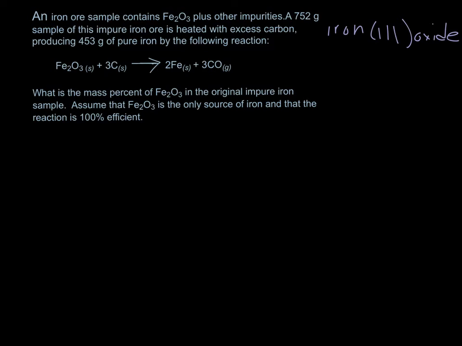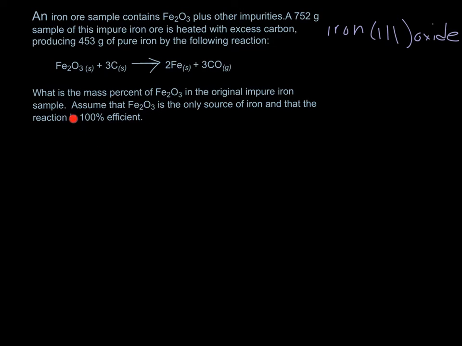So it's not only iron 3 oxide in there. A 752 gram sample of this impure iron ore is heated with excess carbon, producing 453 grams of pure iron by the following reaction. Iron 3 oxide plus pure carbon makes pure iron plus carbon monoxide. What is the mass percent of iron 3 oxide in the original impure iron sample? Assume that iron 3 oxide is the only source of iron and that the reaction is 100% efficient.